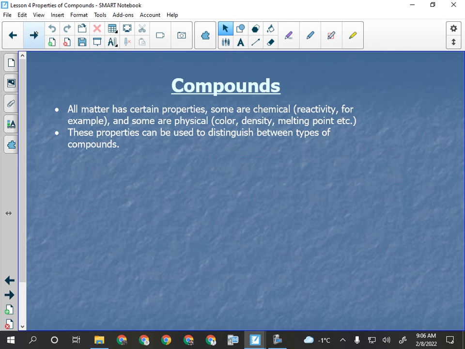All right, so all material has certain properties. Some are chemical properties. We're not dealing with chemical properties today. Chemical properties are things like reactivity. So if I drop a chunk of sodium in water, basically it explodes. That's reactivity. It's highly reactive. Oxygen is highly reactive with basically everything. We're not testing chemical properties.